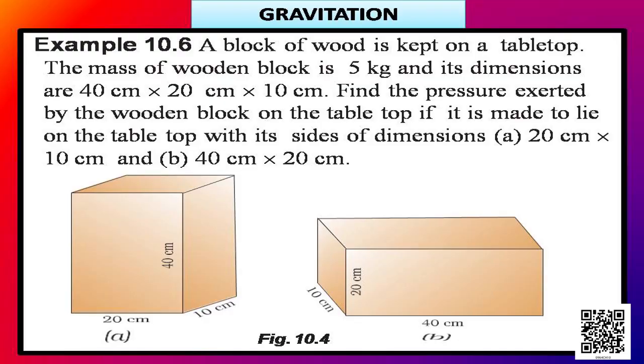So students, let us discuss example 10.6. It says a block of wood is kept on a tabletop. The mass of the wooden block is 5 kg and its dimensions are 40 cm into 20 cm into 10 cm. Find the pressure exerted by the wooden block on the tabletop if it is made to lie on the tabletop with its side of dimensions (a) 20 cm into 10 cm and (b) 40 cm into 20 cm. So students, let us discuss the solution.